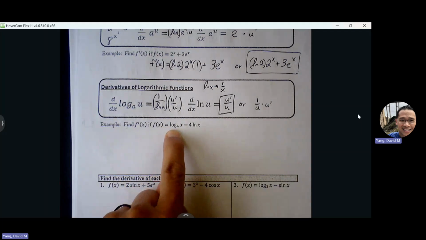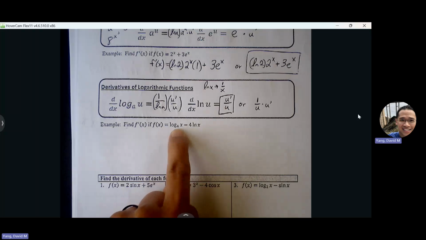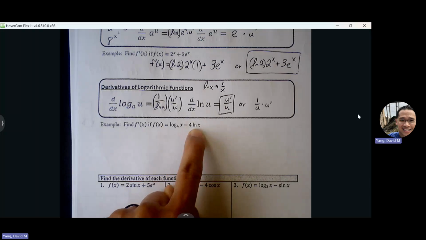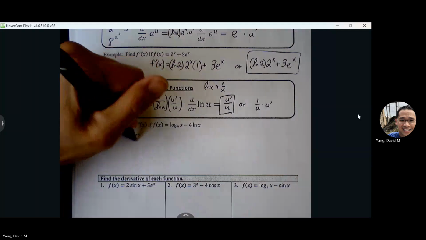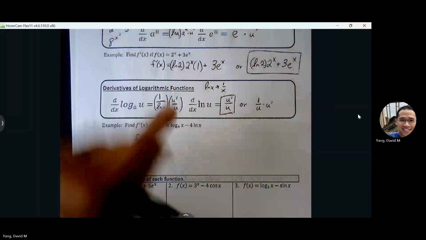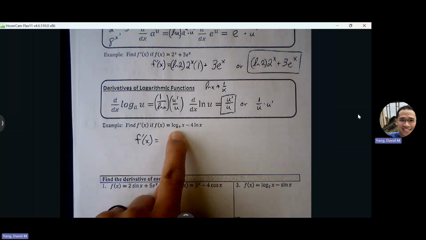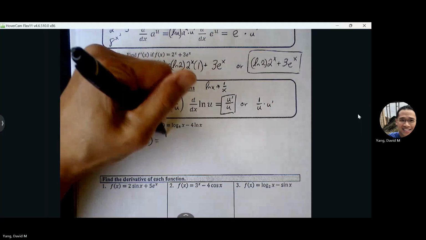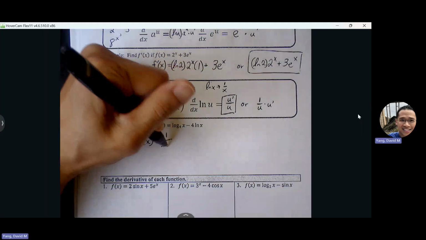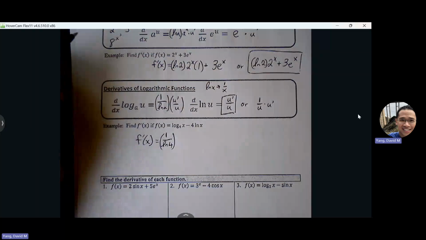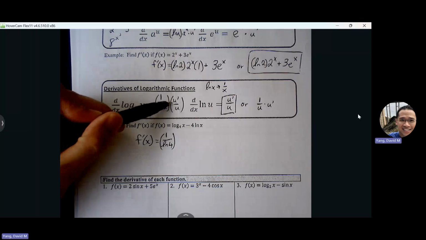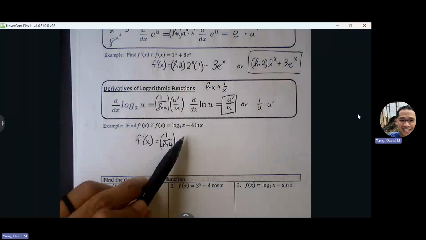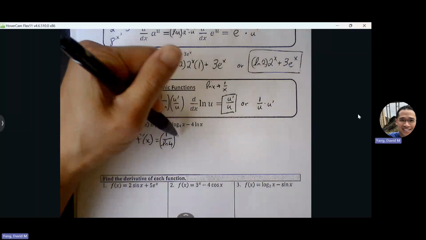Okay, so it says find f prime of x for the function log base 4 of x minus 4 natural log of x. These are both log functions. One is base 4, the other is base e. So for log base 4, there's a conversion that needs to happen. So 1 over what? Yeah, 1 over ln of 4. Think of that as just some numeric value that has to hang out in front. Then u prime over u. So times what? Good, 1 over x.